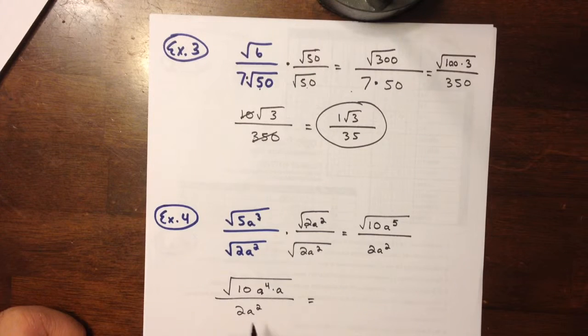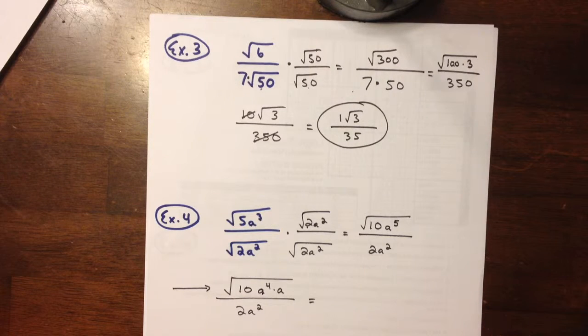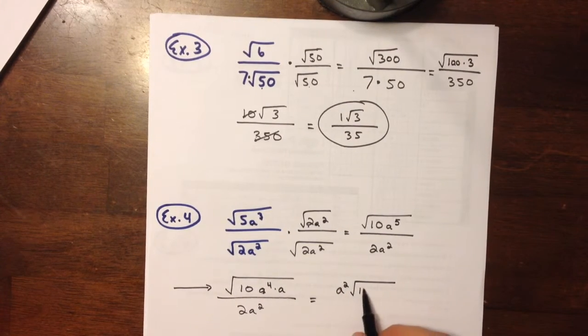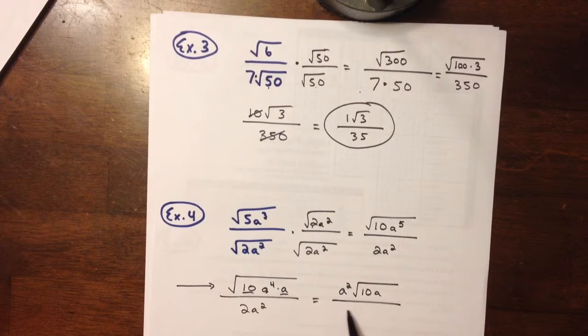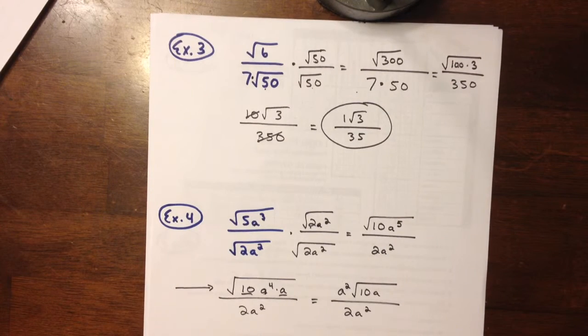So if this step right here is what you're struggling with, go back a few videos and I do a bunch of examples of how to simplify radicals with variables. So the square root of a to the 4th is a squared. 10 and a are left under the radical. I have 2a squared left on the bottom.